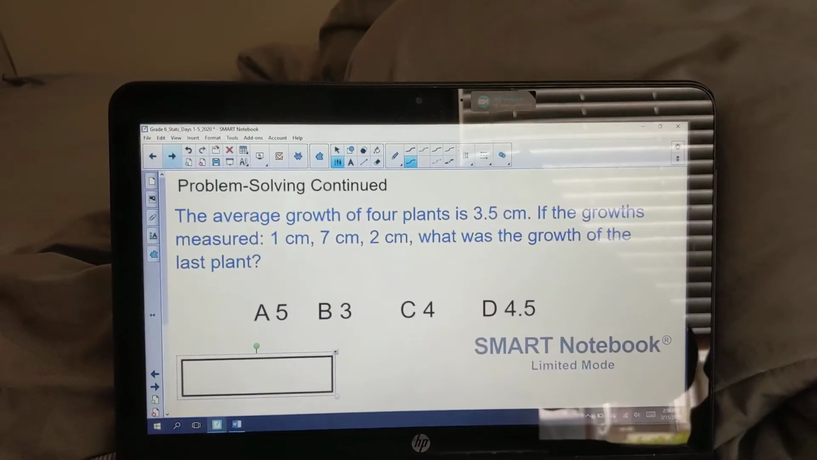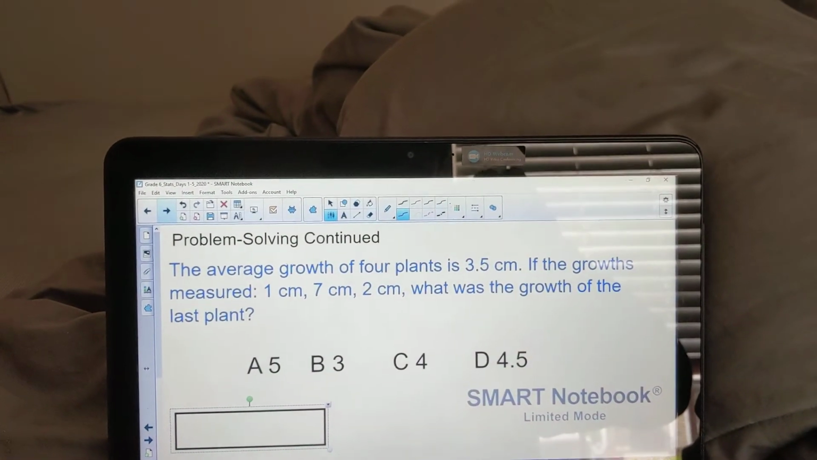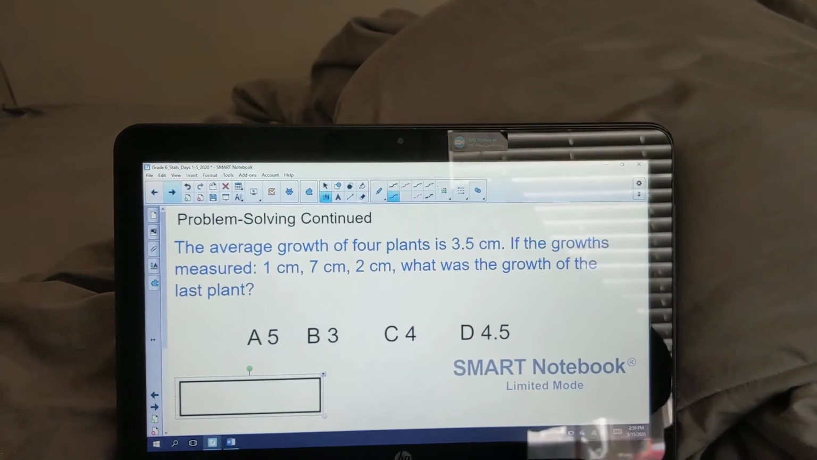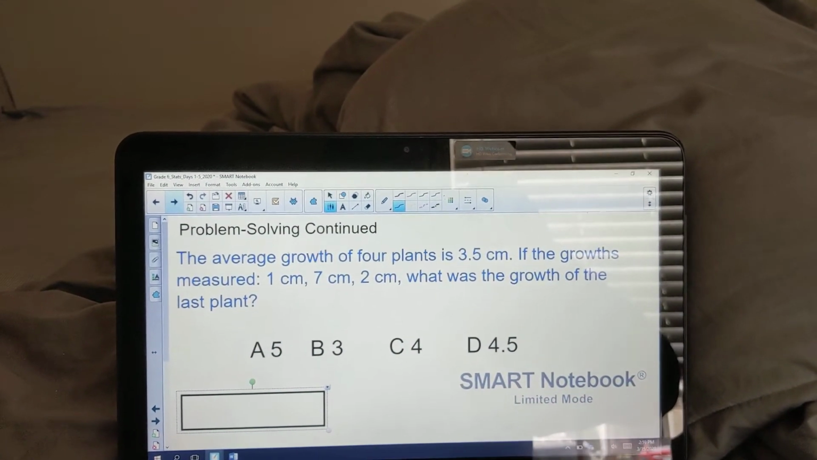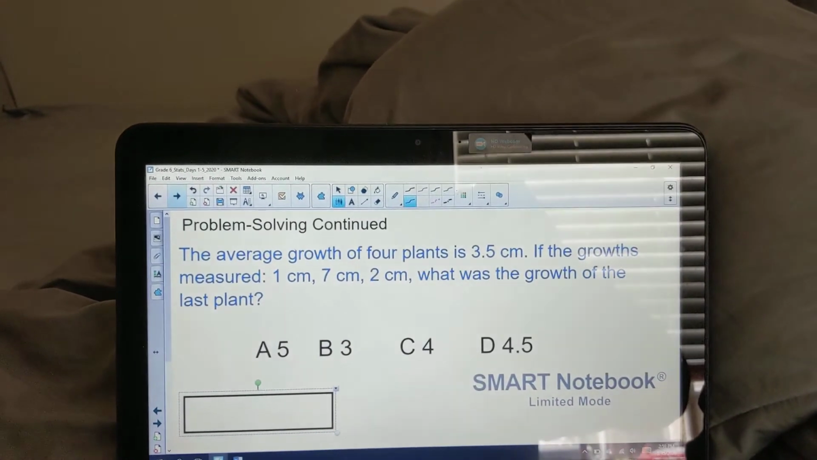Okay, the average growth of 4 plants is 3.5 centimeters. The growths are 1 centimeter, 7 centimeters, 2 centimeters. What was the growth of the last plant? So using your example from before, go ahead and pause the tape and try this one out.